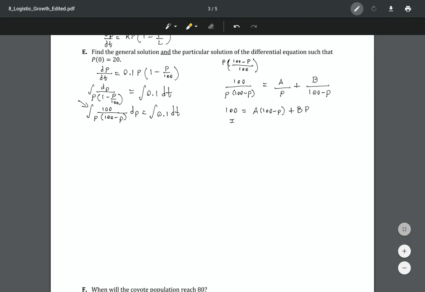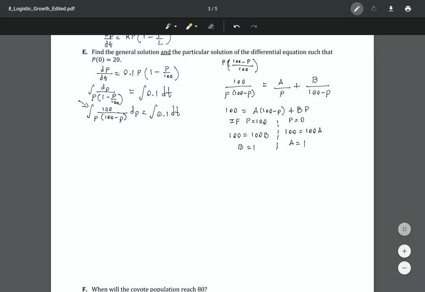Now if p is equal to 100, well, then all I'll be left with is bp, or excuse me, 100 is equal to 100b. So b is 1. And if I do the same thing, but now I'm going to say that p is 0, then that would leave me with 100 is equal to 100a, which means this a is equal to 1.